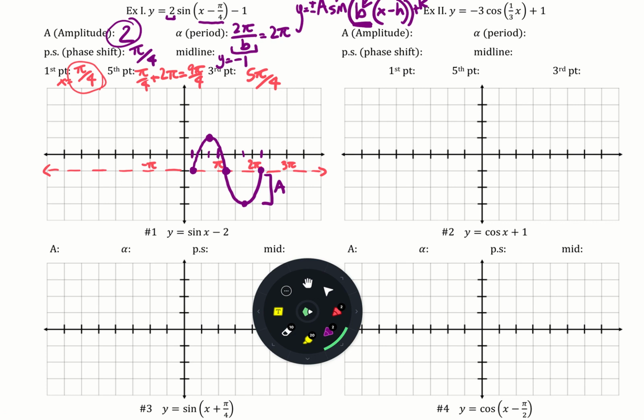So again, I have a horizontal shift of pi over 4 that shifts all 5 points over pi over 4. So the way that I do it is I figure out my beginning point, my end point, and then from there it's midpoints. Between 1 and 9 is 5, so 5 pi over 4. Between 1 and 5 pi over 4 is 3 pi over 4. Between 5 pi over 4 and 9 pi over 4 is 7 pi over 4. So those give me my 5 specific points. And then from there you can just repeat the pattern.